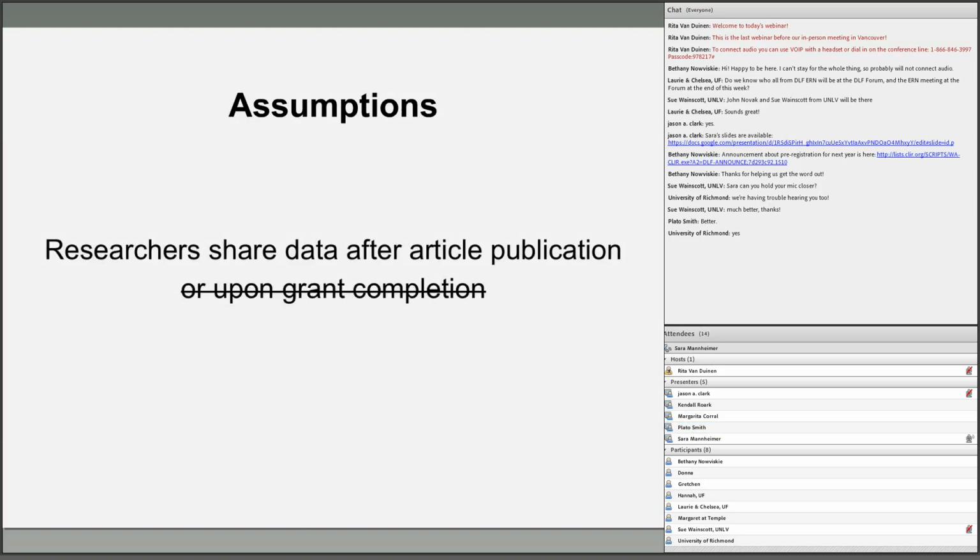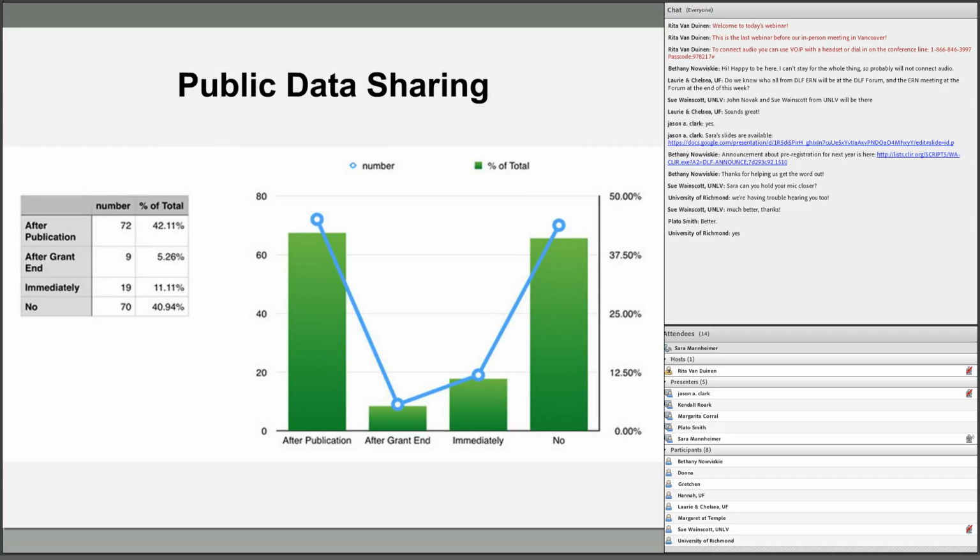We also thought researchers would share after article publication or upon grant completion. It turns out they do share after publication, but very few said that the grant ending was an impetus for sharing their data. Then this slide is a bit on the bleak side because it shows that column on the right that 41% of our respondents don't share data publicly at all. So this slide shows that we do have work to do.